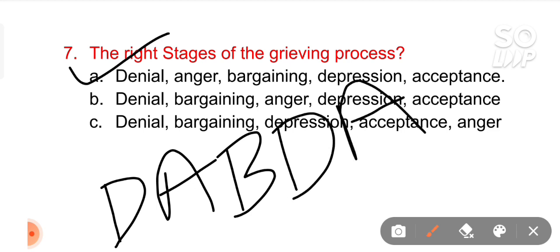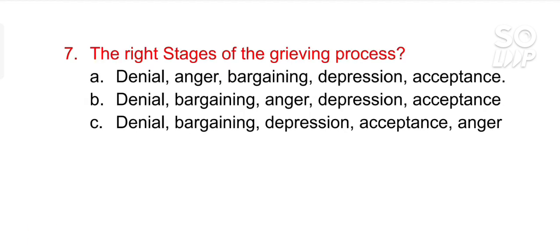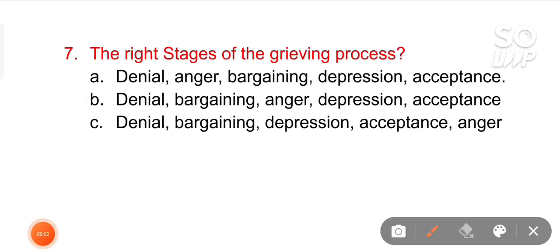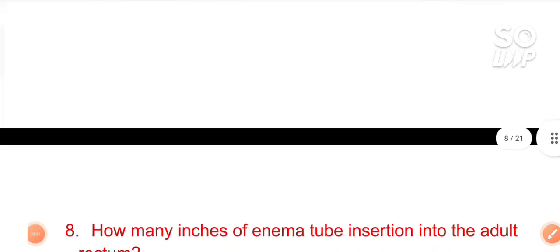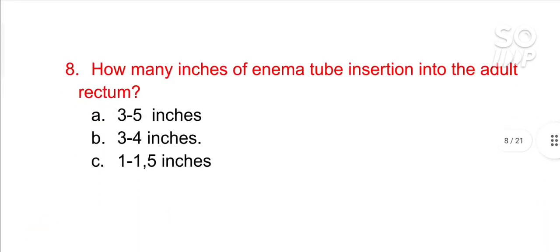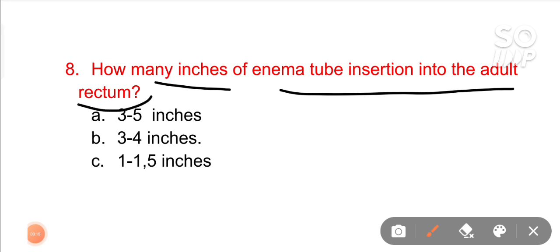DABDA means denial, anger, bargaining, depression, and finally acceptance. These are the normal stages of the grieving process, so option A is the right answer. The next question is, how many inches of enema tube can be inserted into the adult rectum?